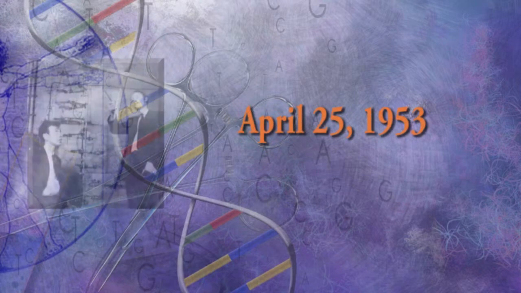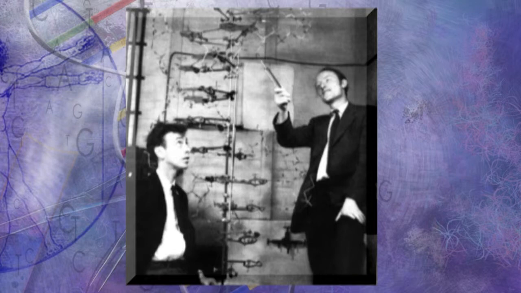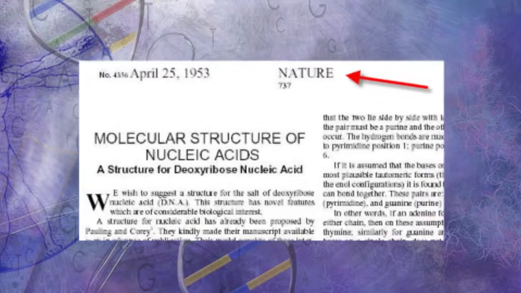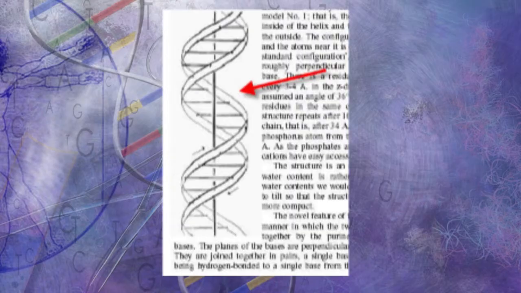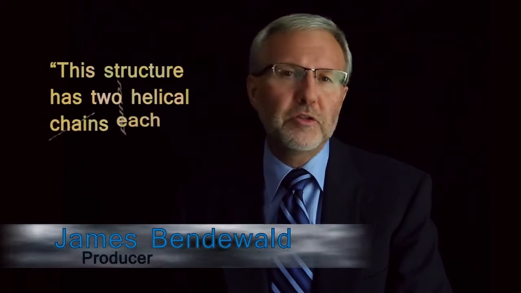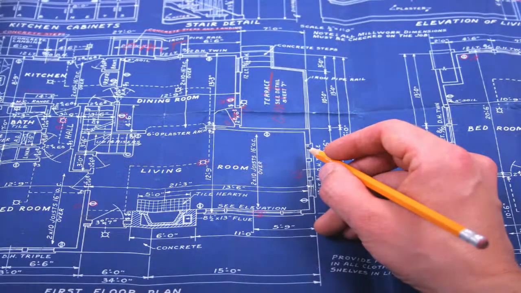On April 25, 1953, James Watson and Francis Crick were published in the scientific journal Nature. The discovery about the true structure of DNA was monumental and has forever changed science and medicine. In their article, they wrote, "This structure has two helical chains, each coiled around the same axis." End quote.